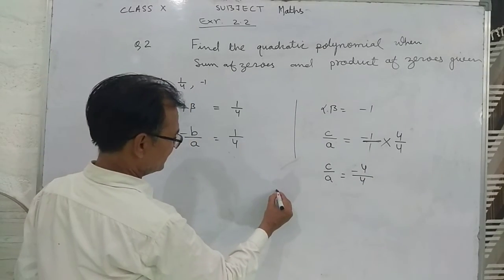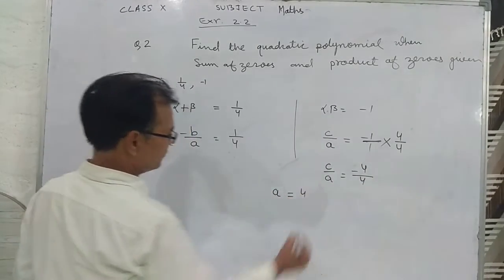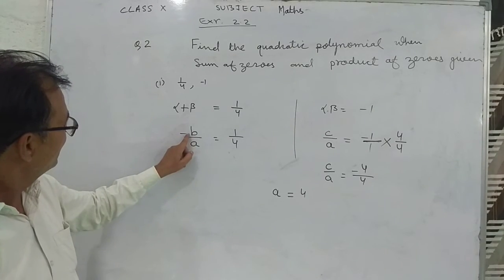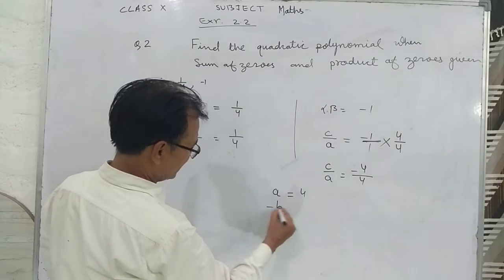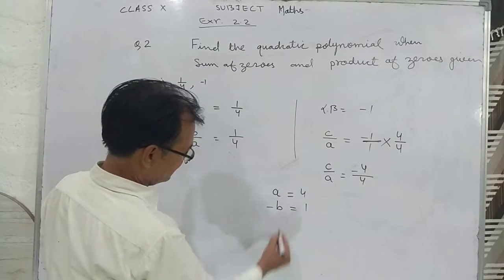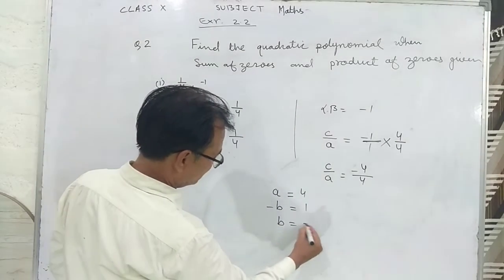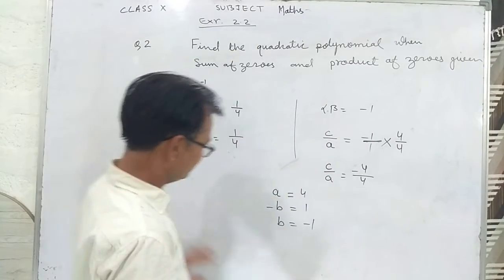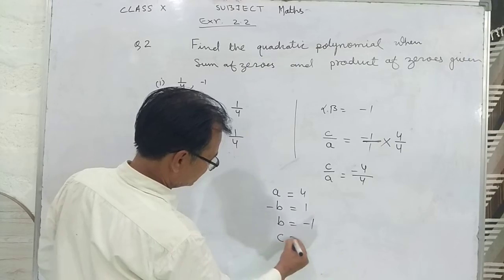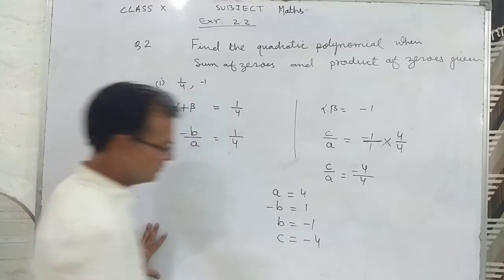Here a is 4, here a is 4. We will say a is 4, minus b equal to 1. This is minus b equal to 1. We will say b equal to minus 1 and c equal to minus 4.